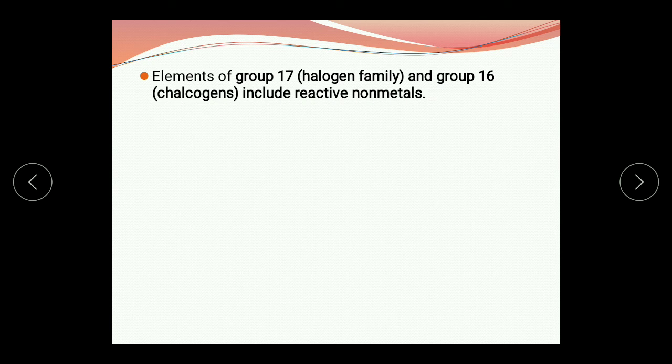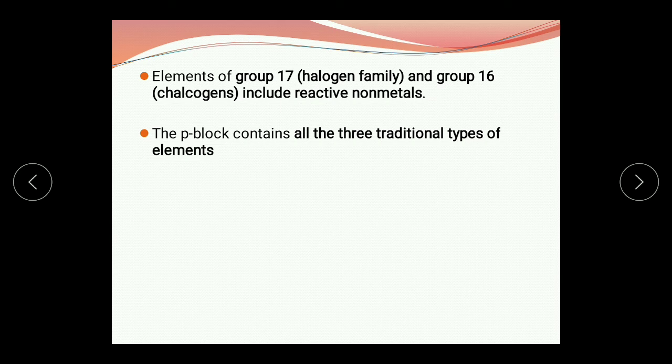Now, before that is group 17, the halogen family, and before that is group 16, which is called chalcogens. All these contain reactive non-metals. So the extreme right has non-metals, and the extreme left has metals. All the metals are arranged to the extreme left side while all the non-metals are arranged to the extreme right side. And the 17th group and 16th group contain the maximum of non-metals.